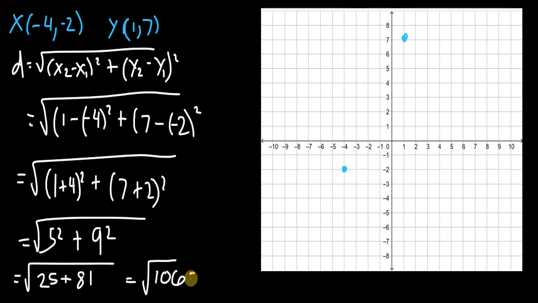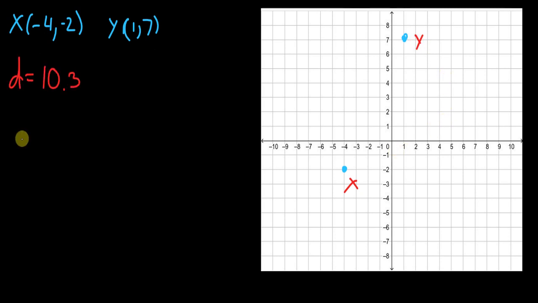And ano yung square root ng 106? That is 10.29. So that is 10.3. Sabi na natin 10.3. Round off na natin. So the distance of point X and point Y is 10.3. So ito yung X. Ito yung Y. So nakuha na natin yung distance nila.